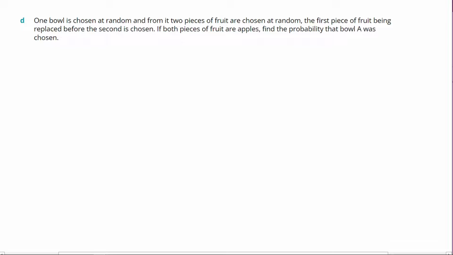Okay, so we're going to answer this question before us. Make sure you answer A, B, and C before answering this one. So it says, one bowl is chosen at random. From it, two pieces of fruit are chosen at random, the first piece of fruit being replaced. We've got replacement here before the second is chosen. If both pieces are apples, find the probability that bowl A was chosen.